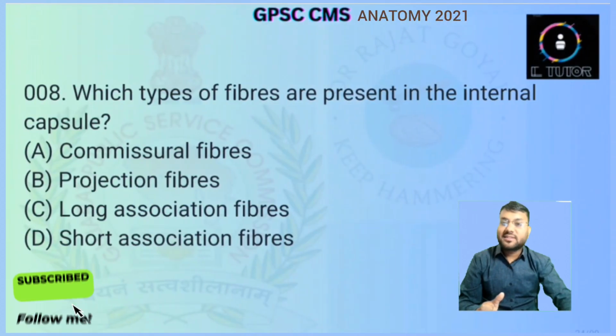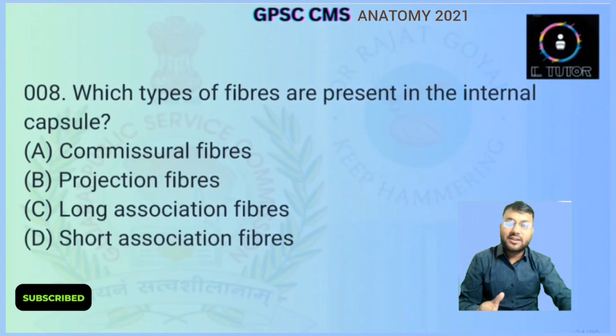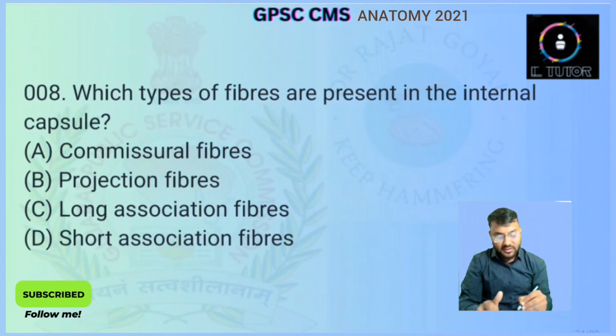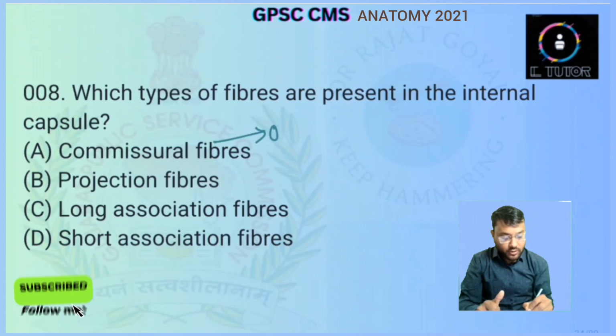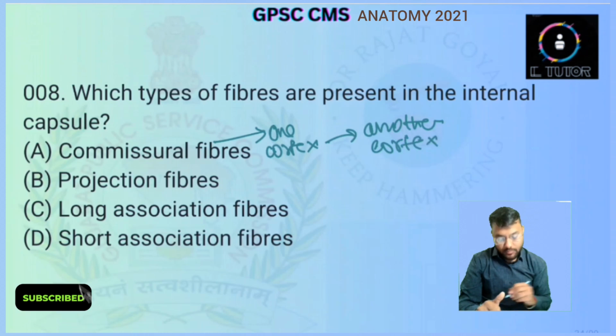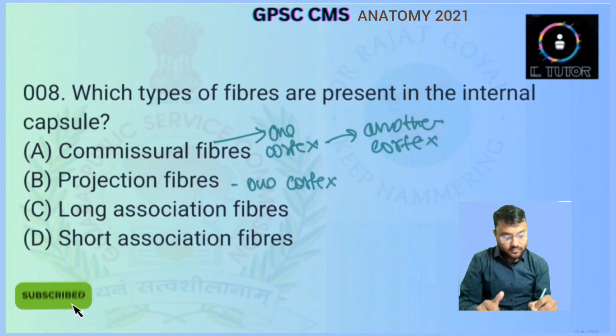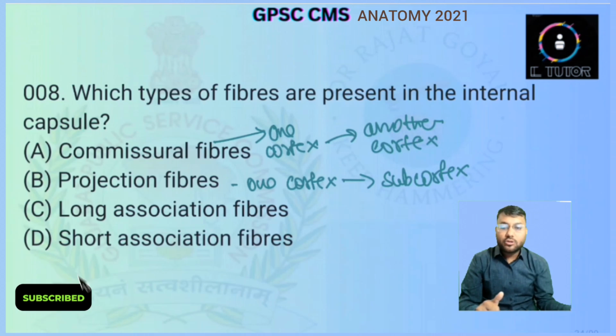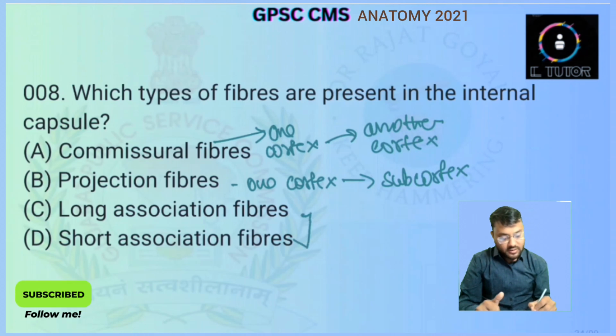Which type of fibers are present in the internal capsule? What is the function of the internal capsule? To carry information from the cortex to the subcortical area. Commissural fibers, option A, are used from one cortex to another cortex. Projection fibers are the fibers used from the cortex to the subcortex. Long association fibers and short association fibers are both used within the same hemisphere only.